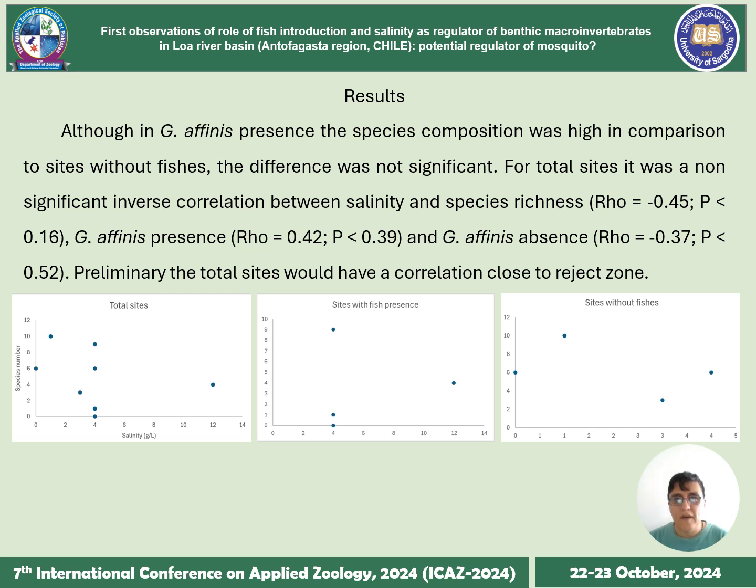In this plate, you can see the result of the correlation analysis between salinity and species richness, or species number, for total sites, for sites with fish presence and sites without fishes. You can see that the correlation was not significant in all groups: in total sites, sites with fish presence, and sites without fishes. But in total sites, although the correlation was not significant, it is very close to the rejection zone. It is very close to being significant.